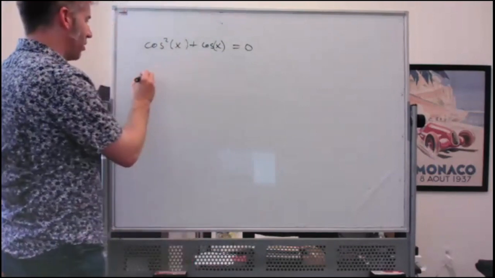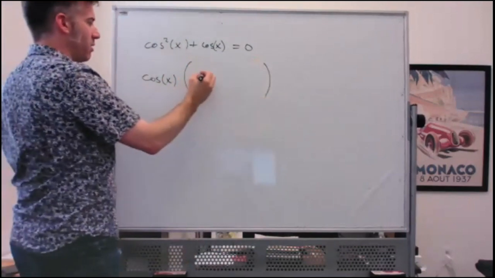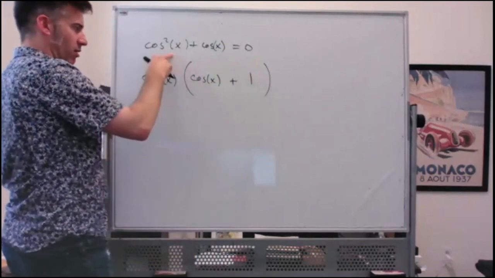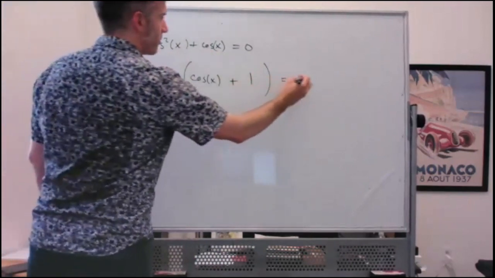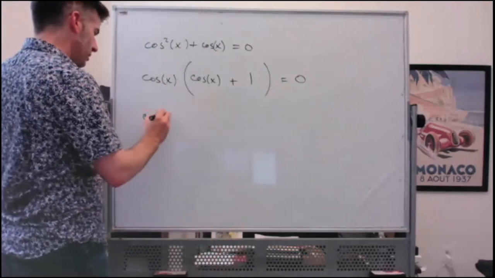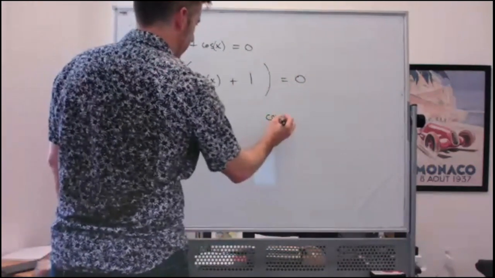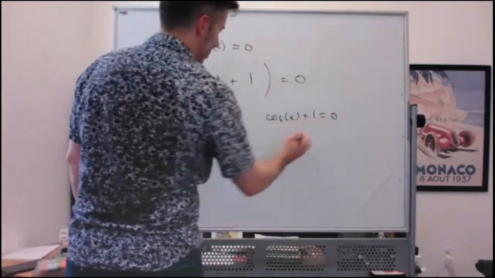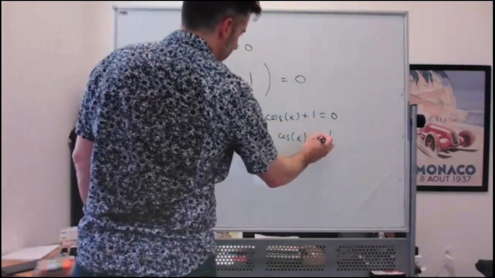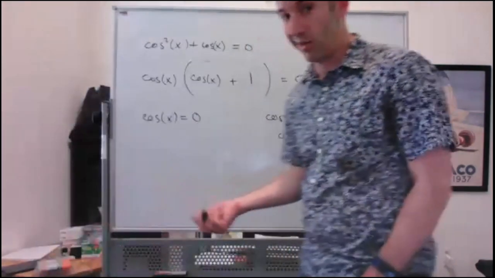So I'm going to factor out a cosine from each of these. I'm left with a cosine there and a 1 there. This cosine times cosine is cosine squared, and cosine times 1 is cosine. And then we're going to set each of the factors equal to 0. Say cosine of x equal to 0, or cosine of x plus 1 equal to 0, which means cosine of x equals -1. And these are values for cosine that actually don't occur in any quadrant. These are values that occur at quadrantal angles.